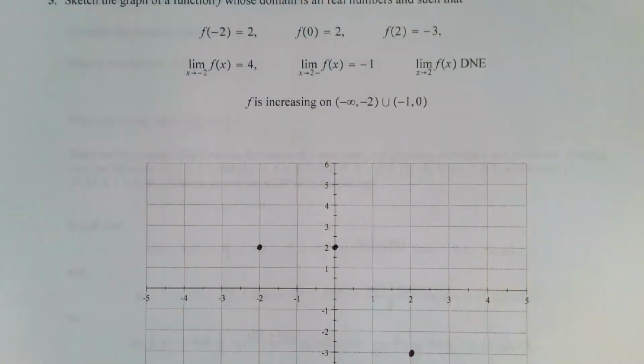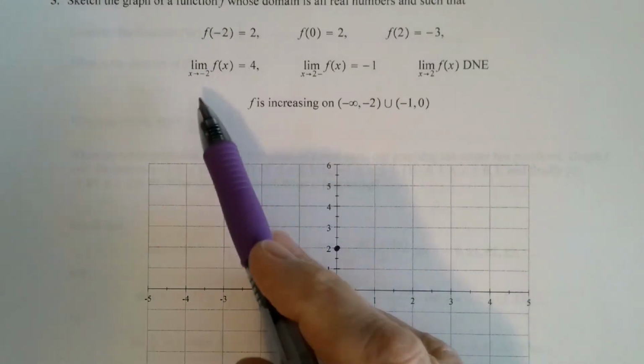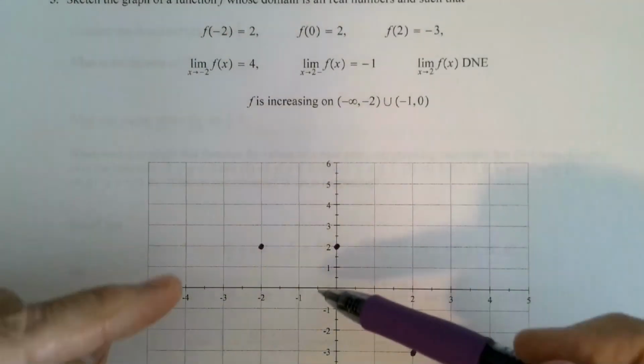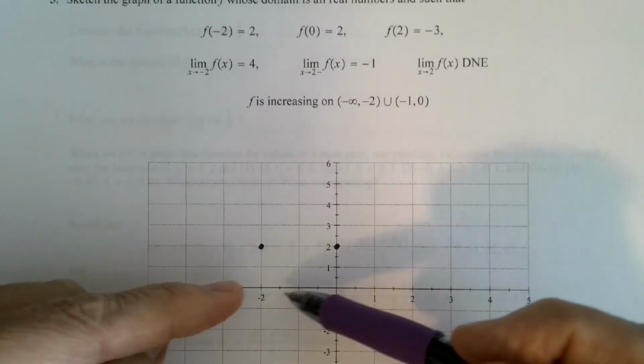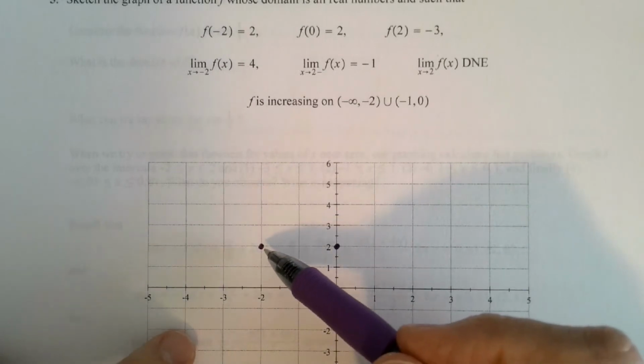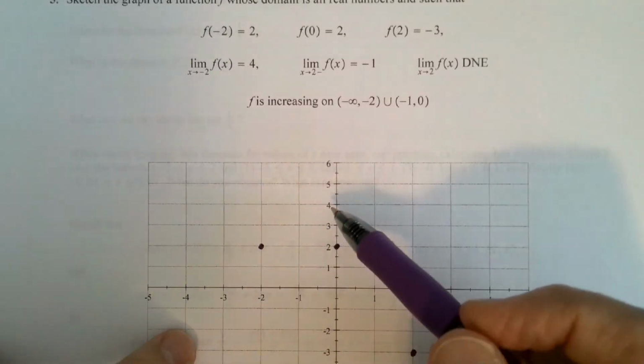Now, let's talk about the limits. What do we have there? Well, the first limit says the limit as x approaches -2 is 4. Okay, so as x gets closer and closer to -2, the value of the function should be closer and closer to 4. Not to 2, but to 4. Where's 4? 4 is up here.